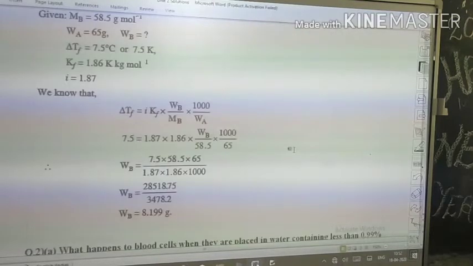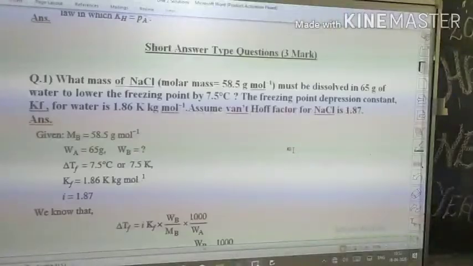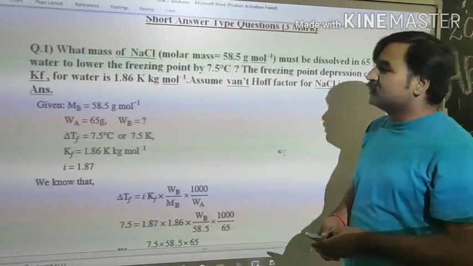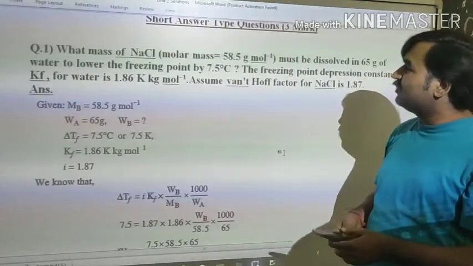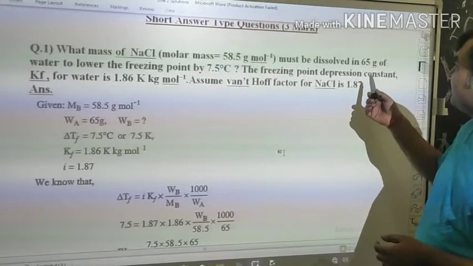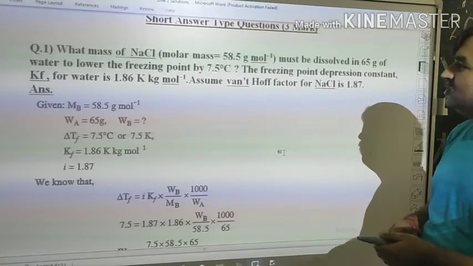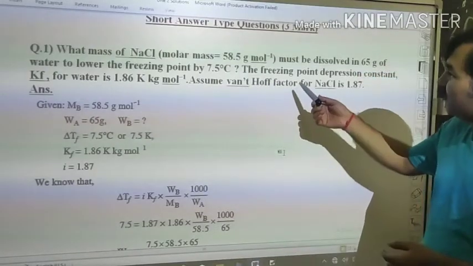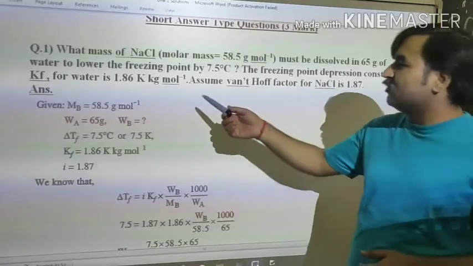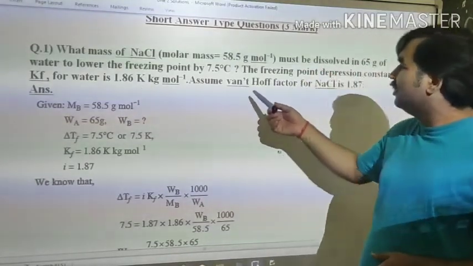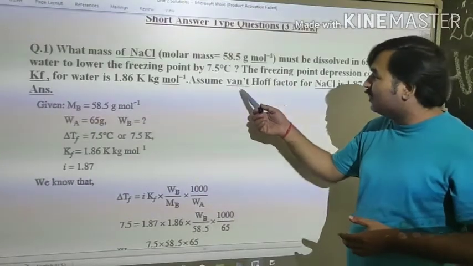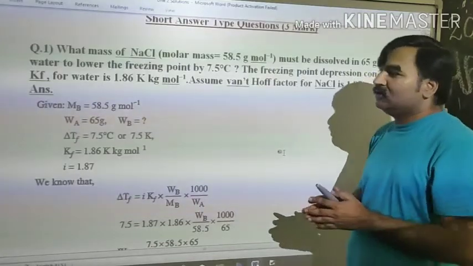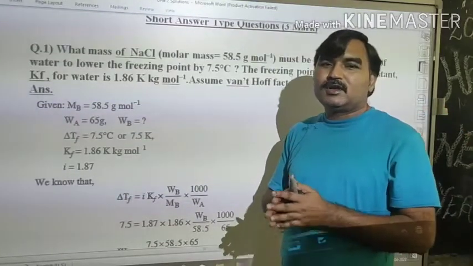Now this question says: what mass of sodium chloride, which has a molar mass of 58.5 gram per mole, must be dissolved in 65 gram of water to lower the freezing point by 7.5 degrees Celsius? The freezing point depression constant given is 1.86 for water, and you are also given the van 't Hoff factor, which is 1.87. So first of all, write those values which are given here.